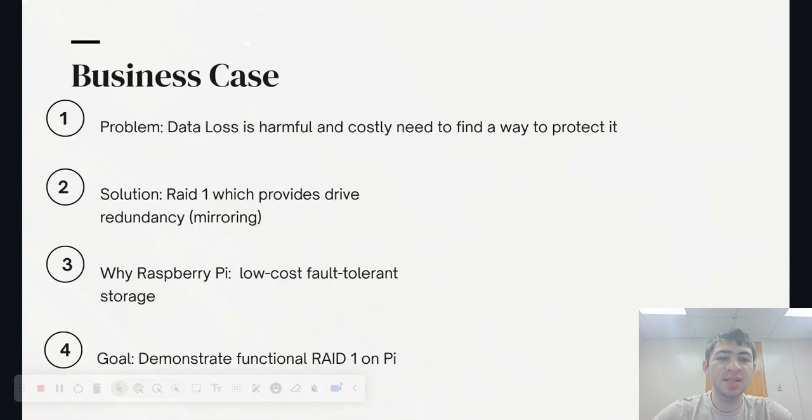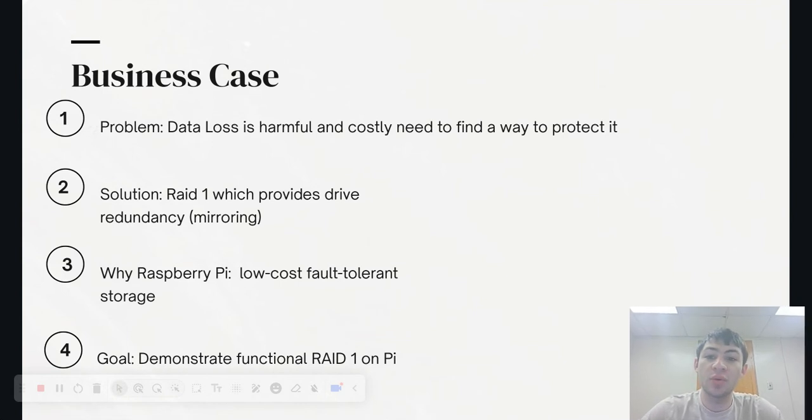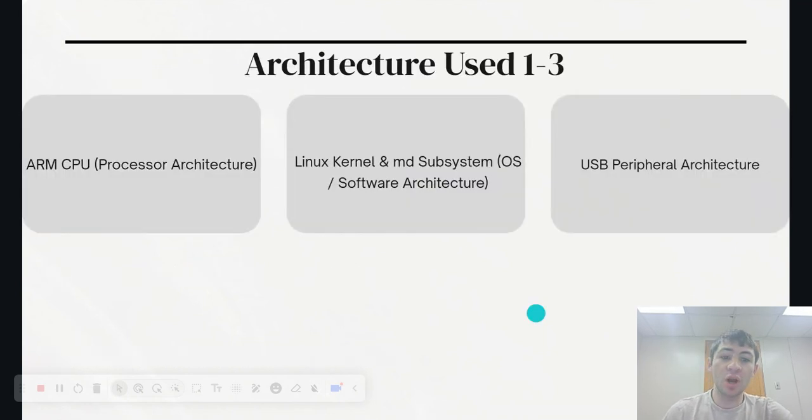So for my business case, the problem was that data loss is harmful and costly, and I needed a way to protect it. My solution was that I built a RAID 1, which provides drive redundancy, which is mirroring. So why Raspberry Pi? Well, Raspberry Pi is low-cost, fault-tolerant storage. And my goal was to demonstrate a functional RAID 1 on a Pi, which could be used for maybe small business or for personal uses.